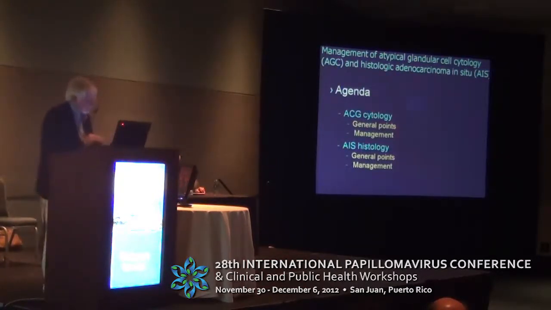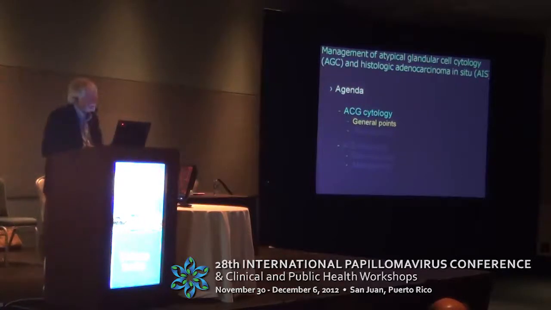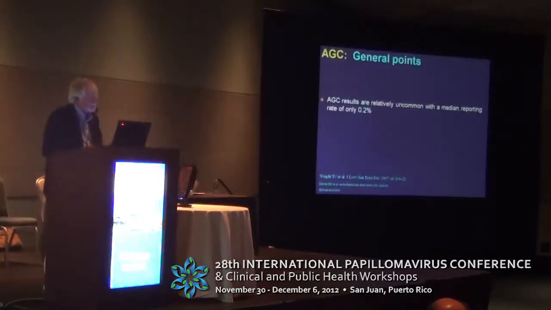So our agenda today is to talk about both atypical glandular cell cytology and AIS, or adenocarcinoma in situ histology. We're going to start out with just some general points about the cytology. This is a very uncommon Pap reading. Typically in most populations it's about 0.2 to 0.3% of the total Paps.